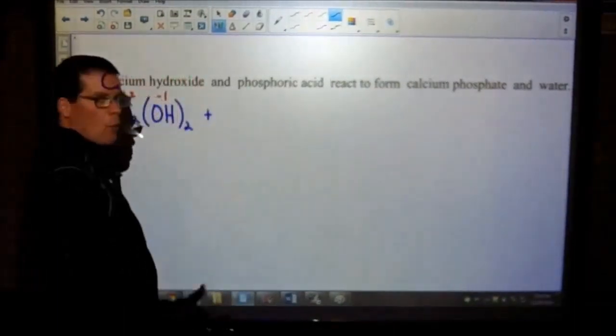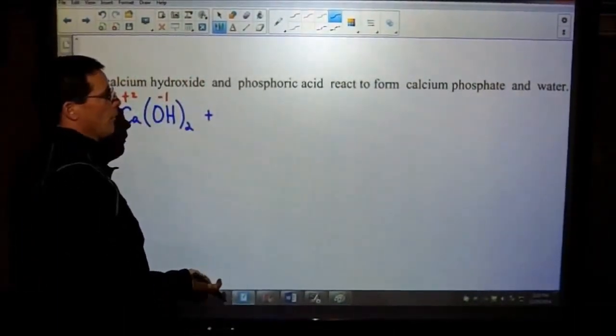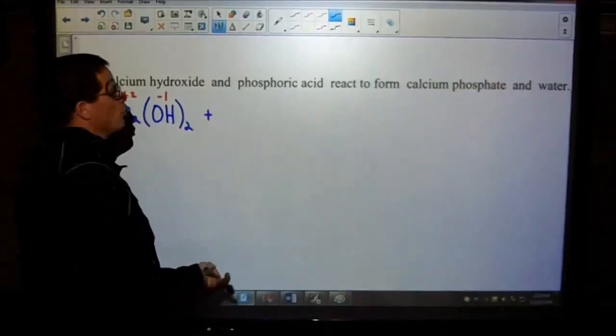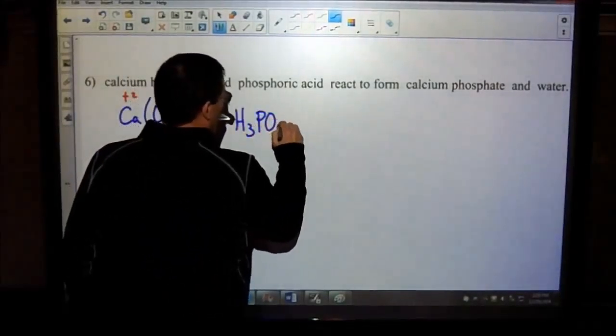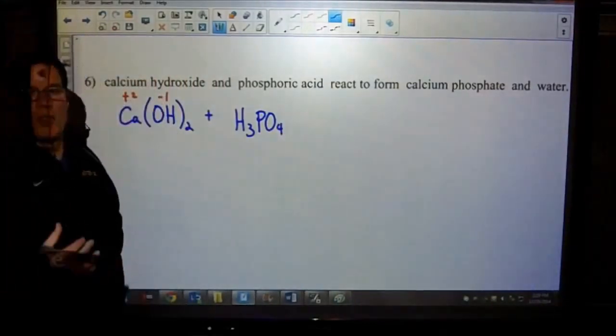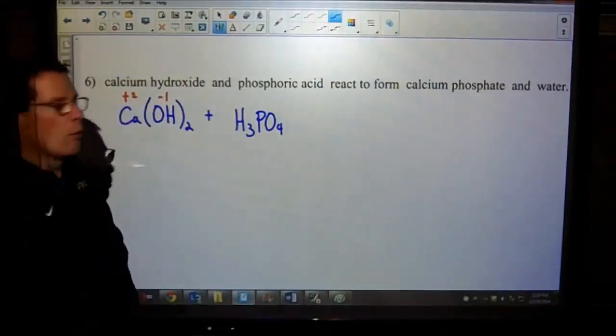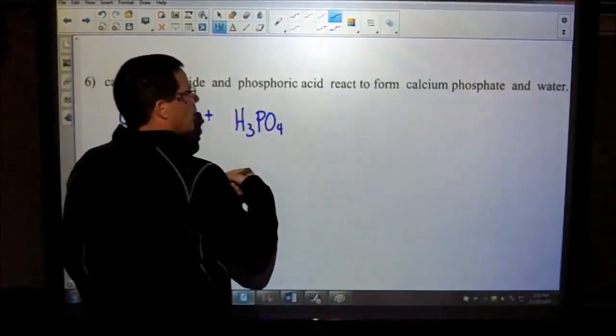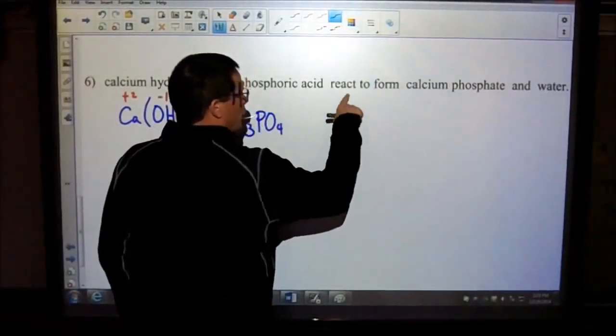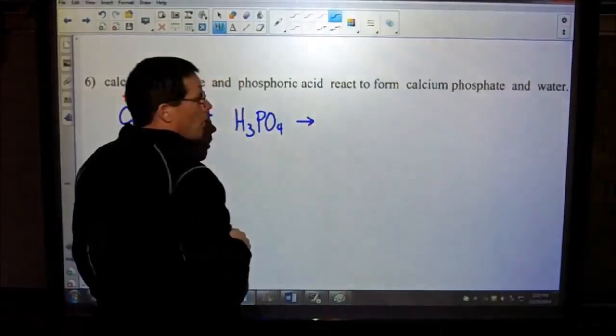Phosphoric acid, now that's not one of your things that you should know, and I probably should have told you what that was. The phosphoric acid is H3PO4. We'll learn about phosphoric acid and the other acid names near the end of the semester when we get to acids and bases. So I'll tell you what the acid names are at this point. React to form, that means arrow.